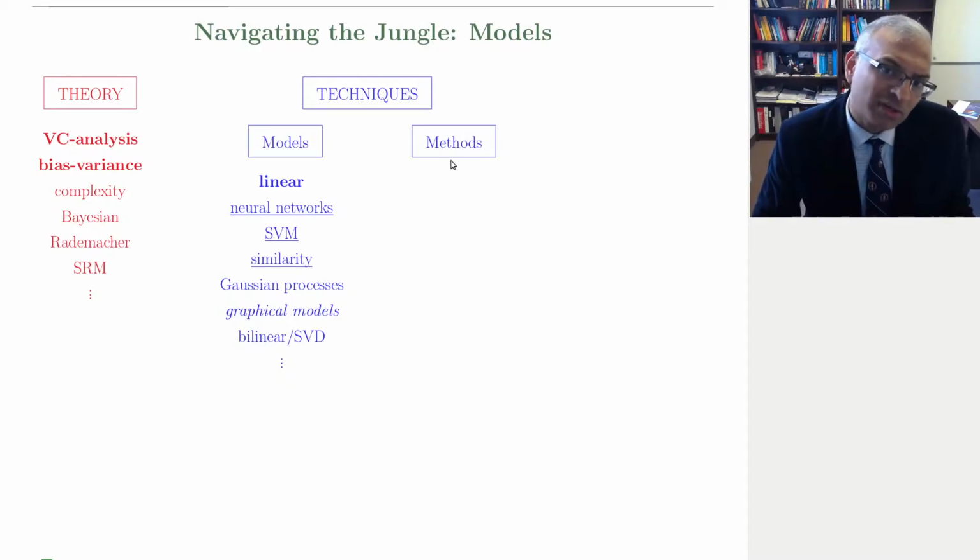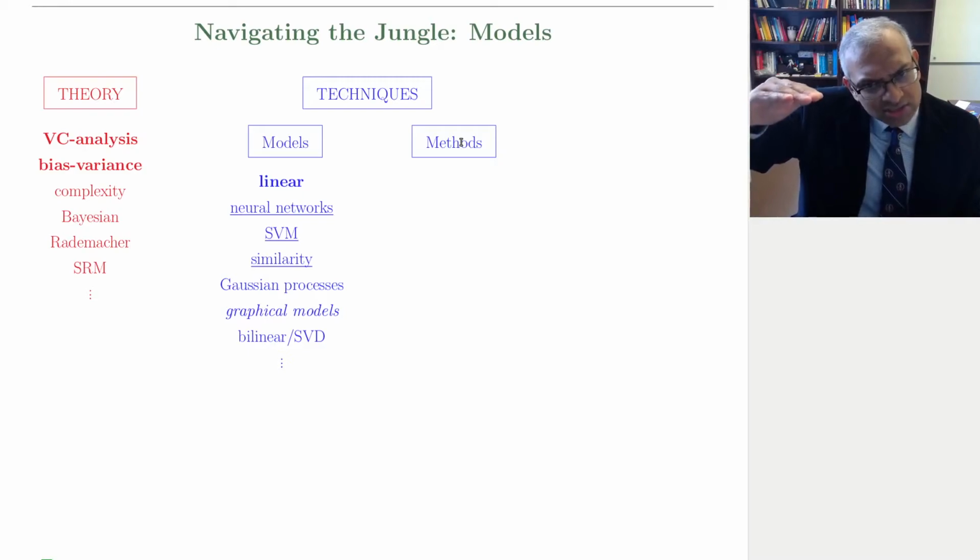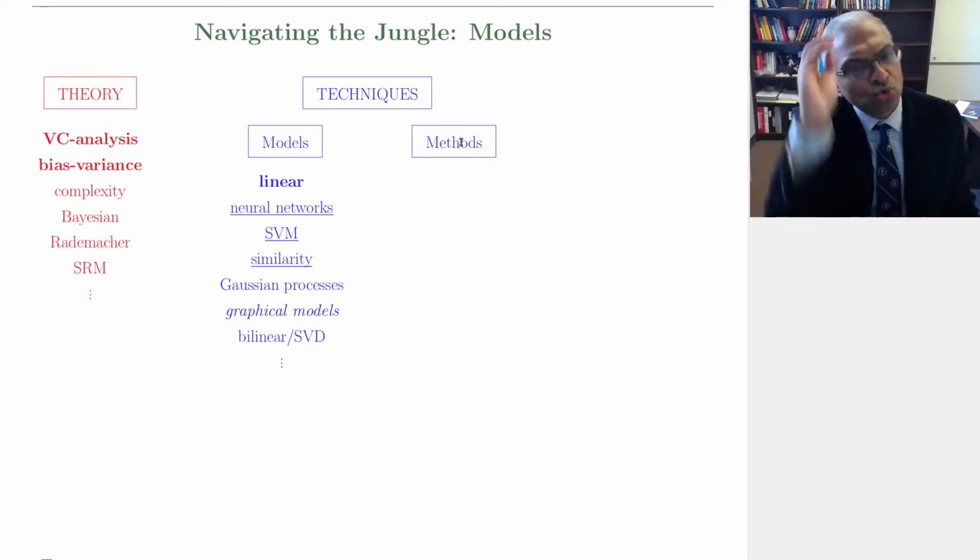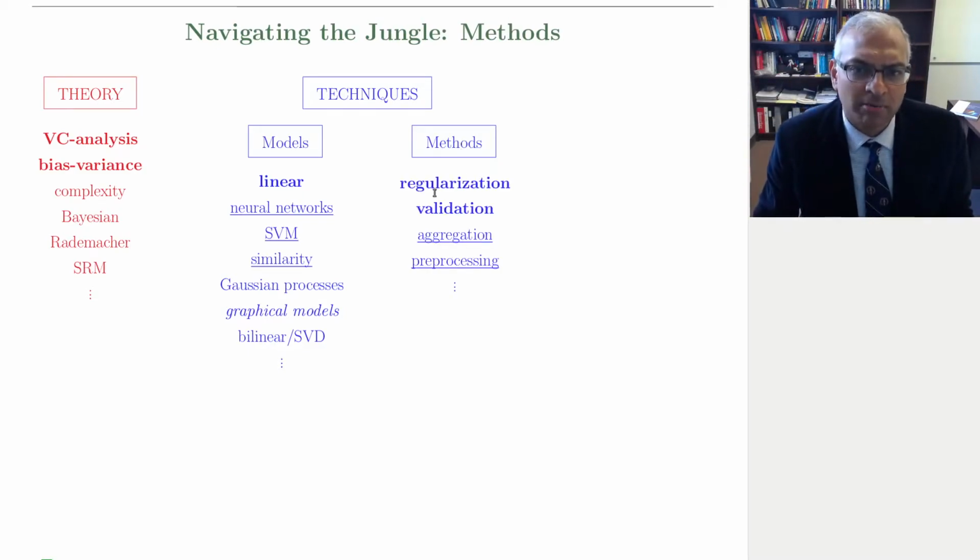Now, methods. So what's different between methods and models? They both come under techniques. What's different is that models are individual models, but a method is a higher level concept, a higher level technique that can be applied to all models. And here are some examples.